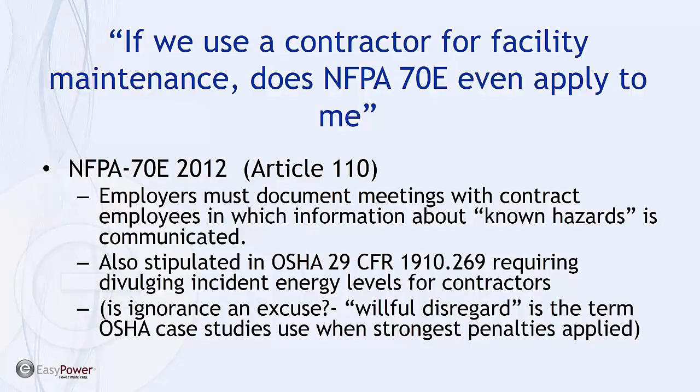Also, OSHA 29 CFR 1910.269 requires divulging incident energy levels for contractors. You don't really want to go to the place of saying, well, I didn't know it was a hazard, because if you spend time going through the case studies on the OSHA website, you can see that that kind of stance falls into the area of willful disregard, which is a term that OSHA views very sternly. So again, taking steps to understand what hazards exist and then making sure those are communicated to employees, including contract employees, is well documented as a requirement.